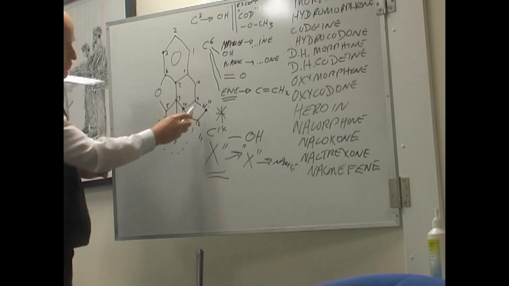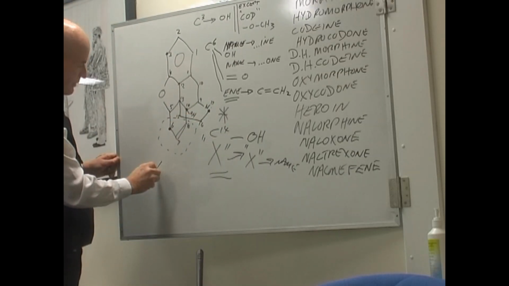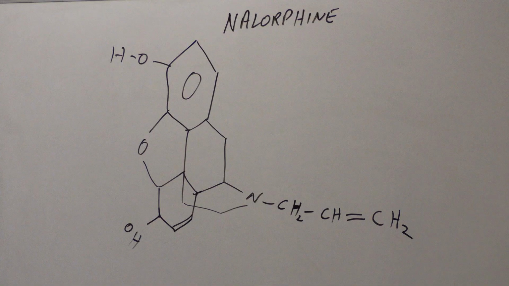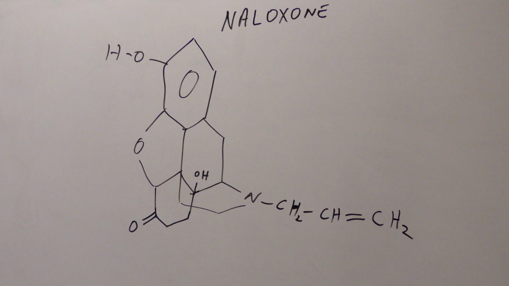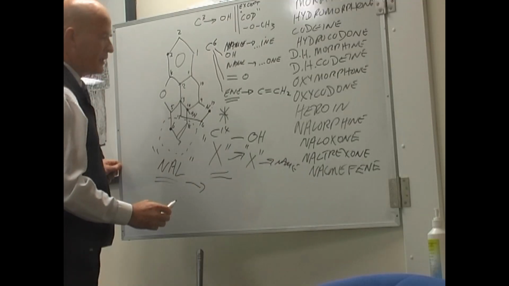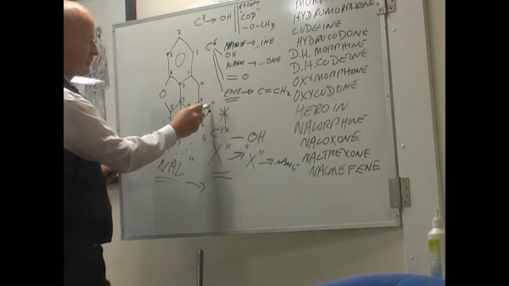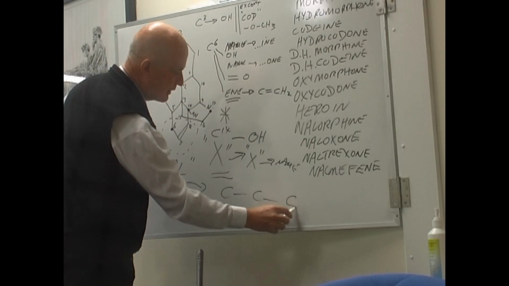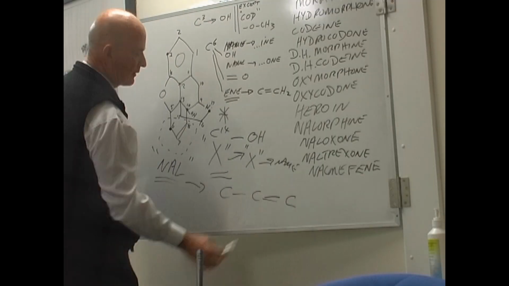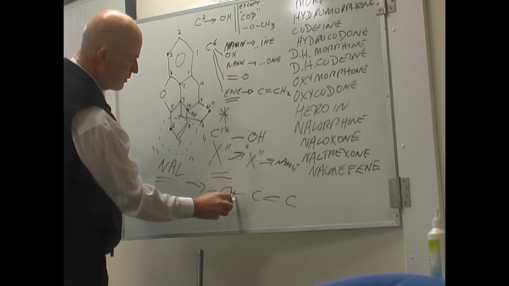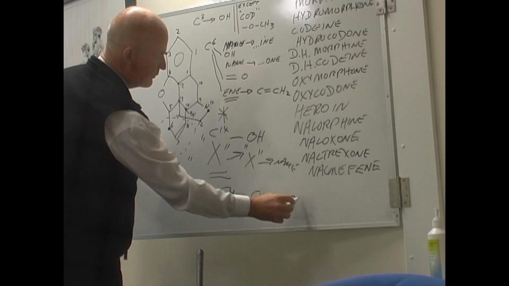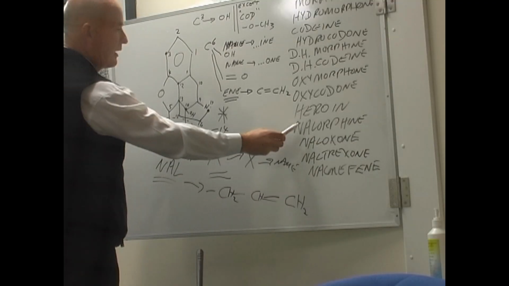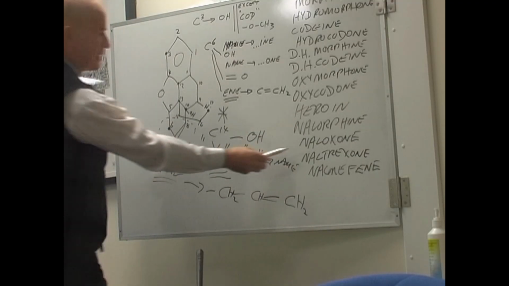And the final principle I want to talk about is what's happening at 17. So if it's got a nal in the name, as in nalorphine and naloxone, then what it has is a propylene group attached to N17. And a propylene is just 3 carbons with a double bond at the distal one. So that'll be a CH2, CH, double bond CH2. So that's true for nalorphine and naloxone. And we'll talk about these other two after.